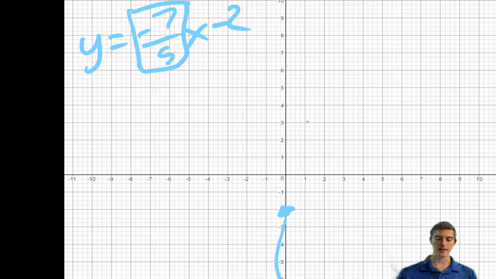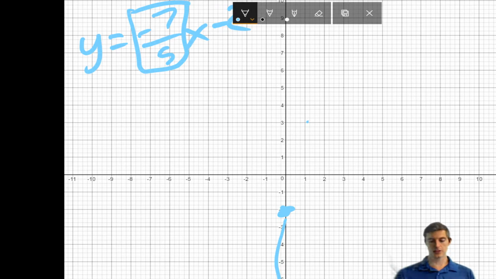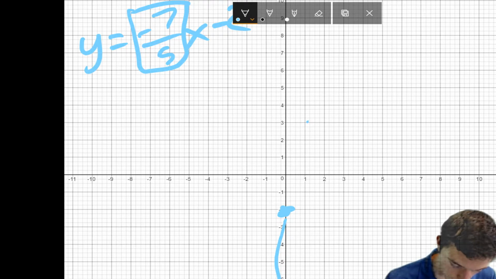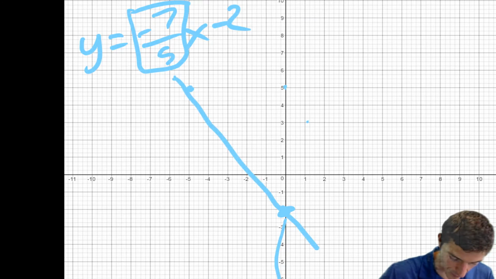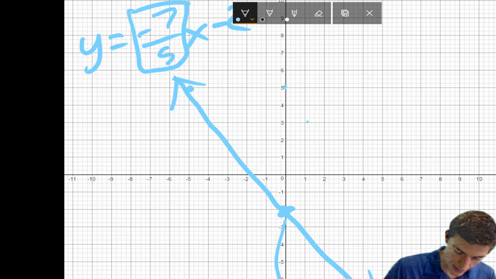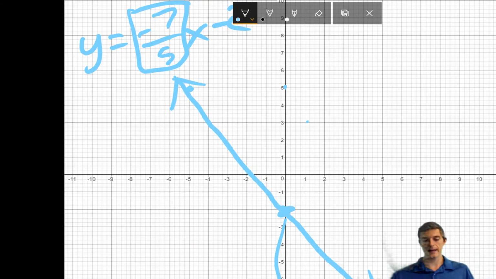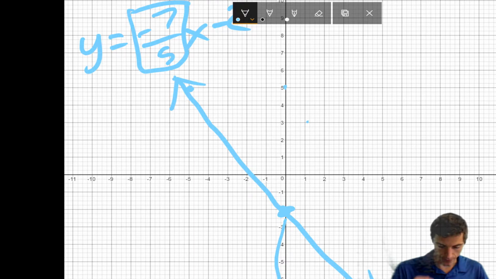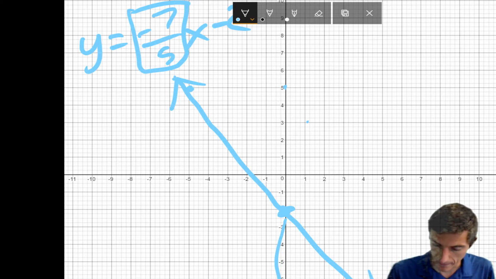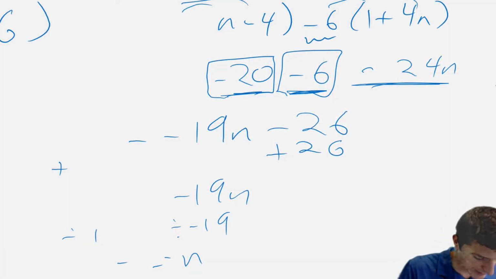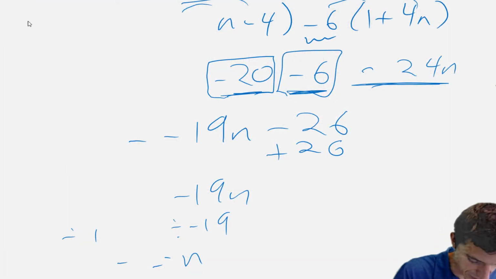So my point would be somewhere down here. If that takes you off your graph, that's no big deal. Nothing to lose sleep over. I can go the other direction. I can go up 7, 1, 2, 3, 4, 5, 6, 7 up to here, and I can go back 5, 1, 2, 3, 4, 5. And that will be what my line will look like. So even though I couldn't quite get to that point on the bottom right, I can go the other direction basically, and we should be good. Okay, so that's 7 and 8.